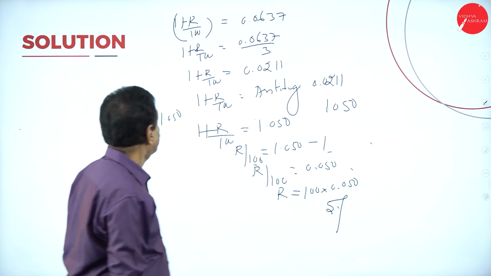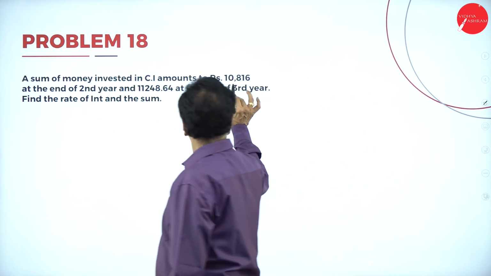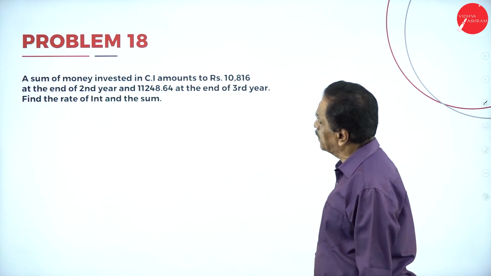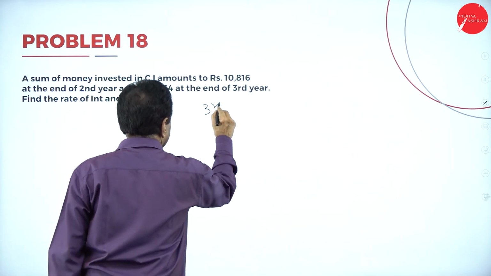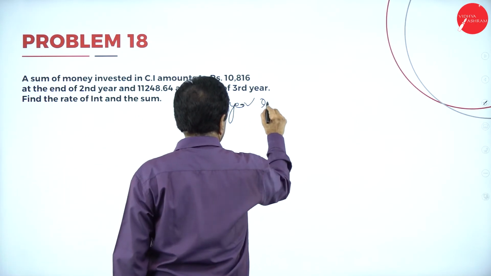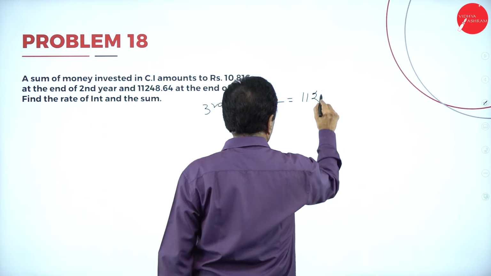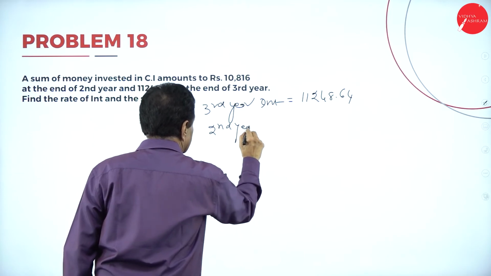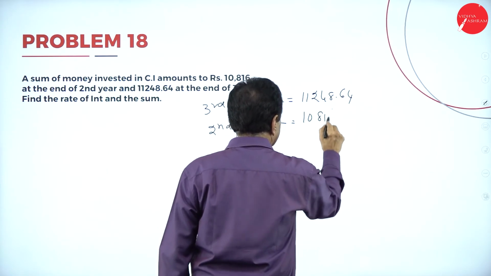Simplification I have done. Then, a sum of money invested in compound interest amounts to rupees 10,816 at the end of the second year and 11,248.64 at the end of the third year. So, third year amount is 11,248.64. Second year amount is 10,816.